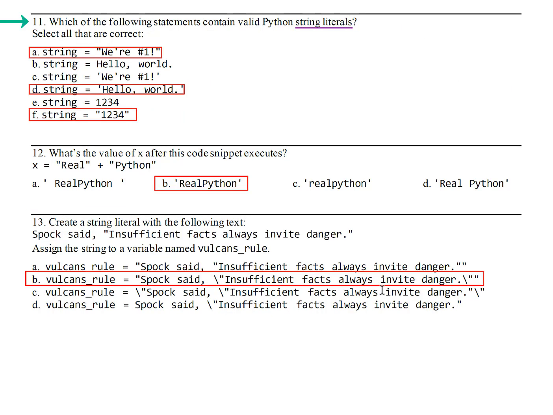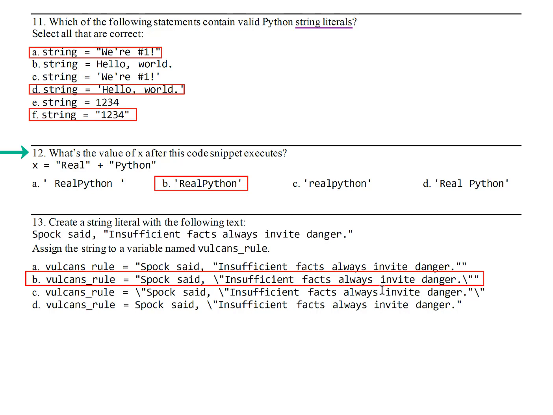Okay, number 11. Which of the following are valid string literals, not valid variable names? So let's think. The first one is valid. Notice the single quote in the middle is okay because we have double quotes. The B is out because there are no quotes. C is out because you have an odd number of single quotes. Notice the quote in the middle. D is okay. E is a number. It's a valid variable assignment, but it's a number, not a string. And F is okay.